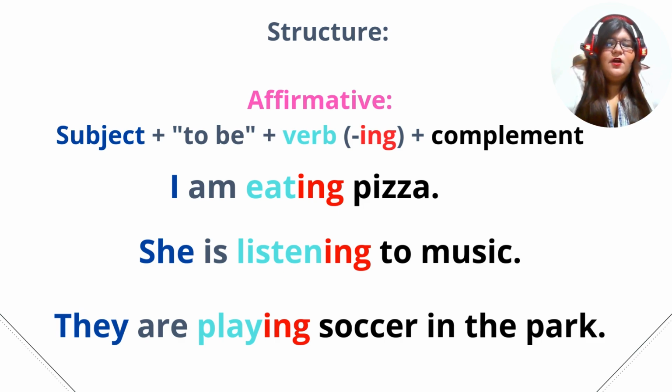In the case of affirmative sentences, we have the subject in blue, the verb be in gray, then we have the verb plus ing in red plus the complement. Let's see some examples. I am eating pizza. She's listening to music. They are playing soccer in the park.